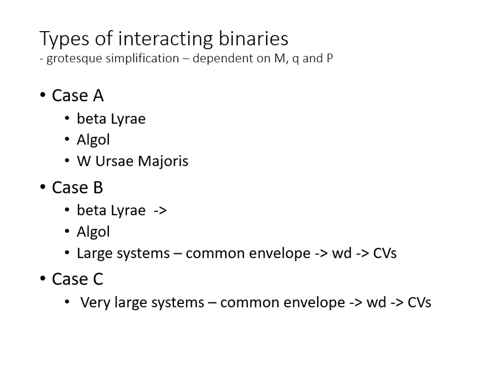Case A, we'll start at the bottom here. Case A, W Ursae Majoris stars are main sequence stars, and so they are always formed by case A mass transfer. W Ursae Majoris stars form well before the terminal age main sequence, so they are solidly into their main sequence evolution.